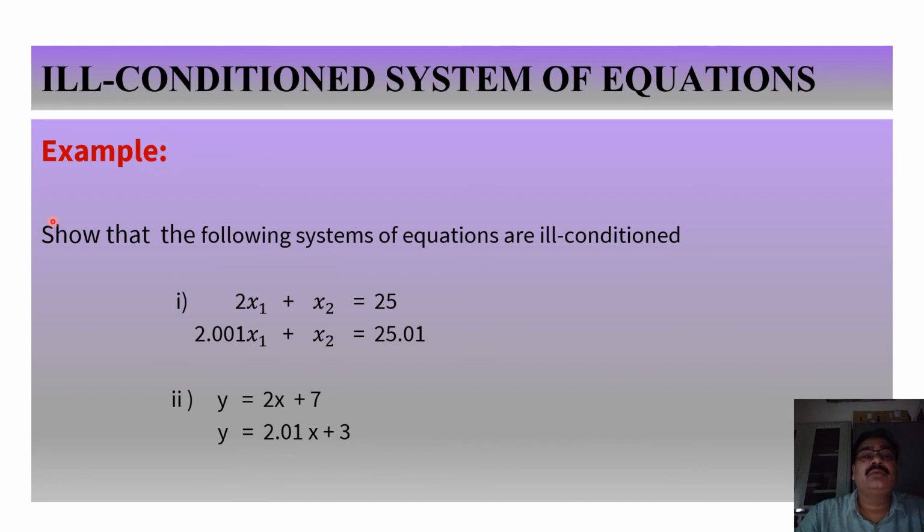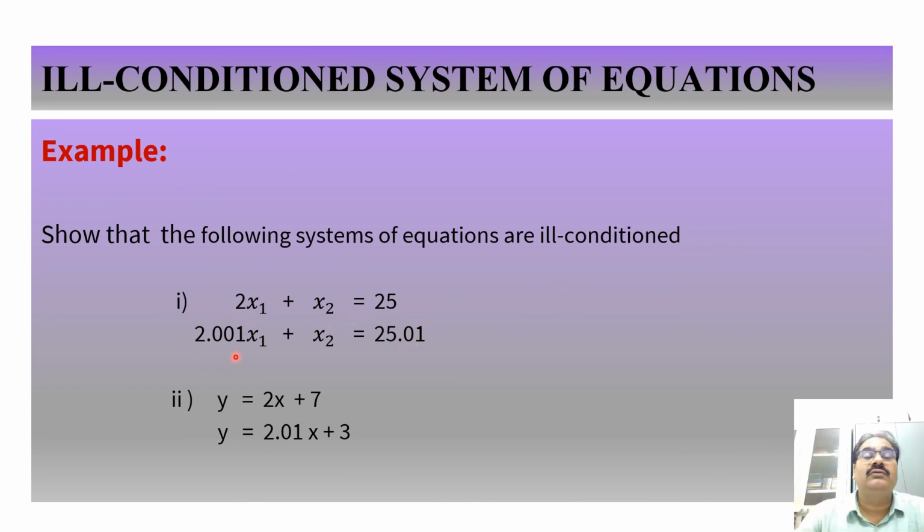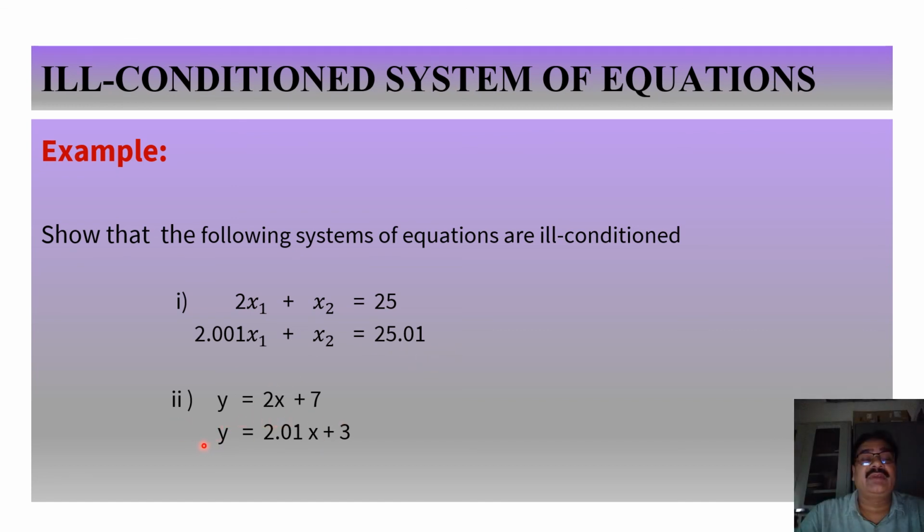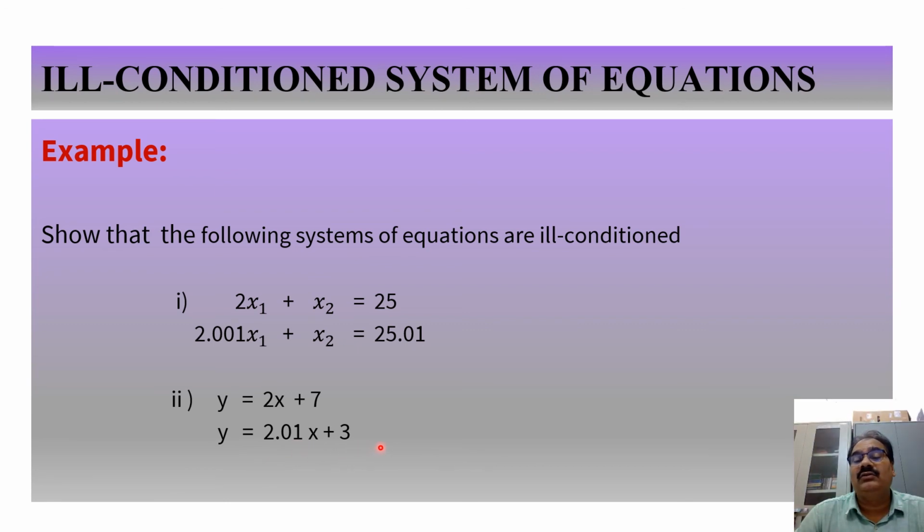Now, this is for your practice: show that the following systems of equations are ill-conditioned. 2x1 plus x2 is 25 and 2.001x1 plus x2 is equal to 25.01; and y is equal to 2x plus 7 and y is equal to 2.01x plus 3. We have to establish this for these systems.